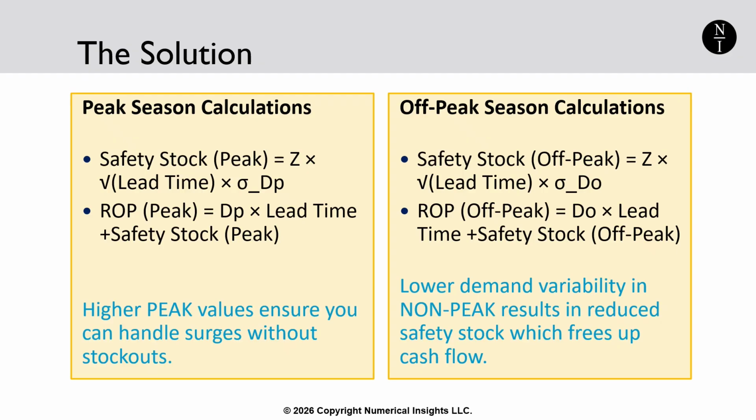Next, do the same calculation based on your off-peak sales data. Lower demand variability in this season results in reduced safety stock values, which frees up cash flow. It also lowers the reorder point, allowing you to sell through additional stock before a SKU is flagged for reordering.